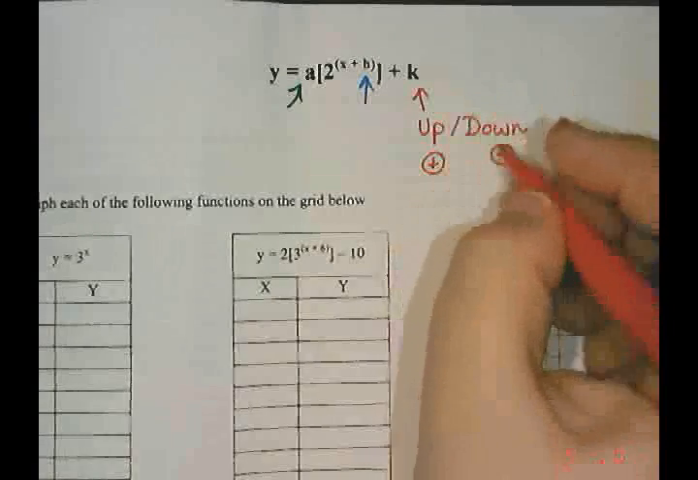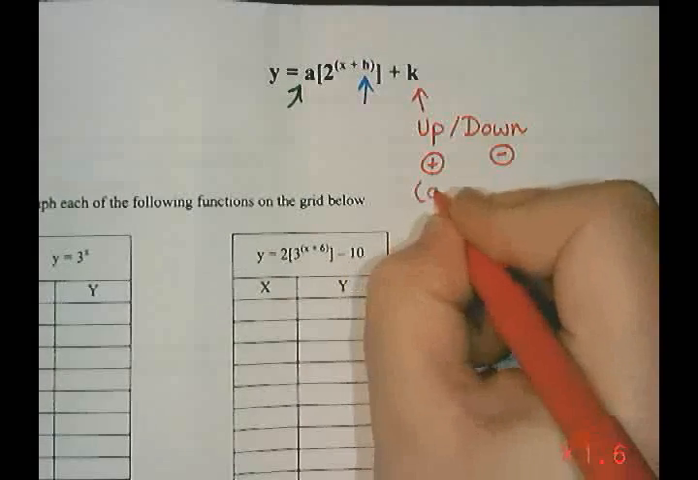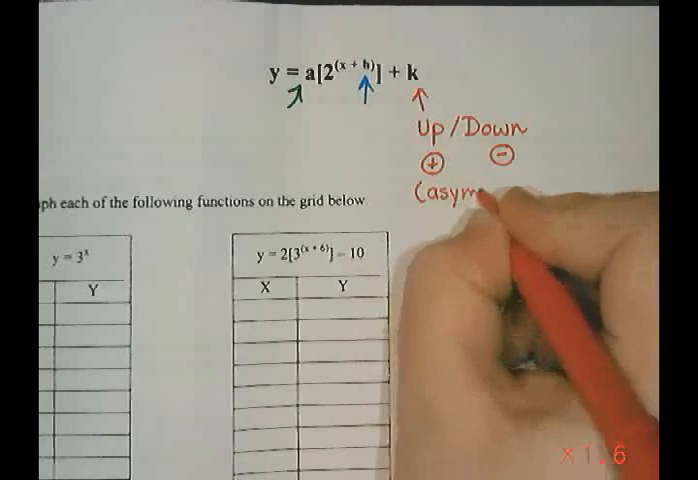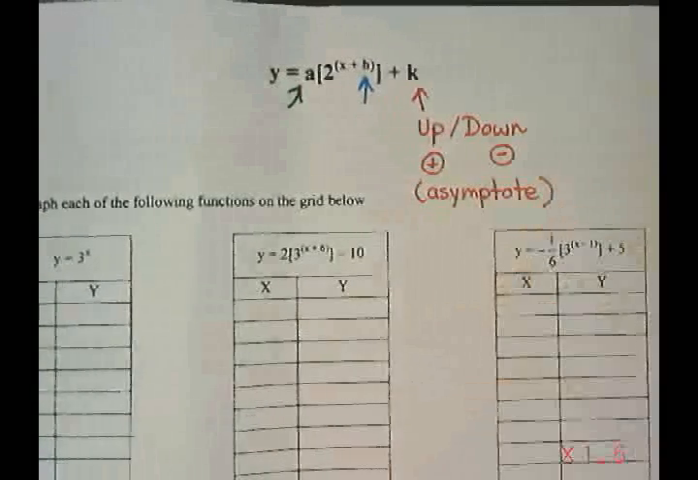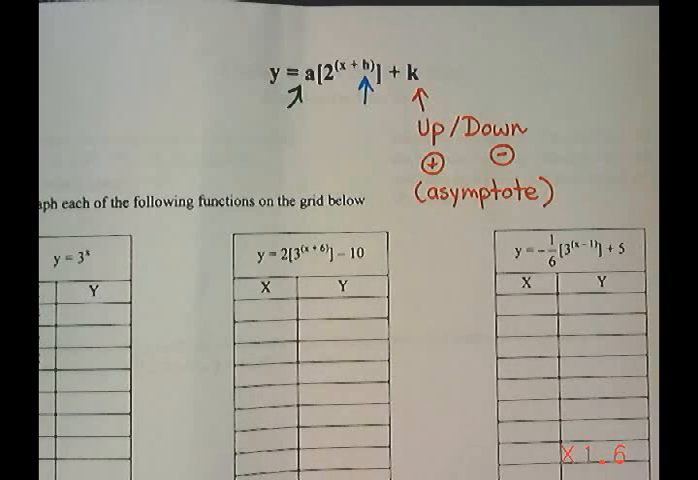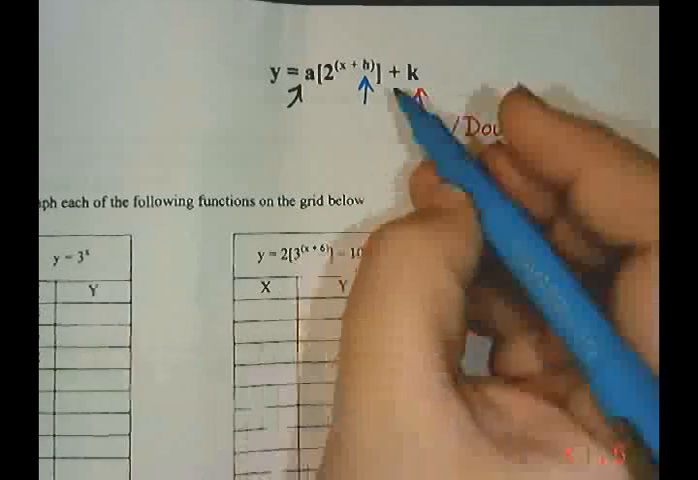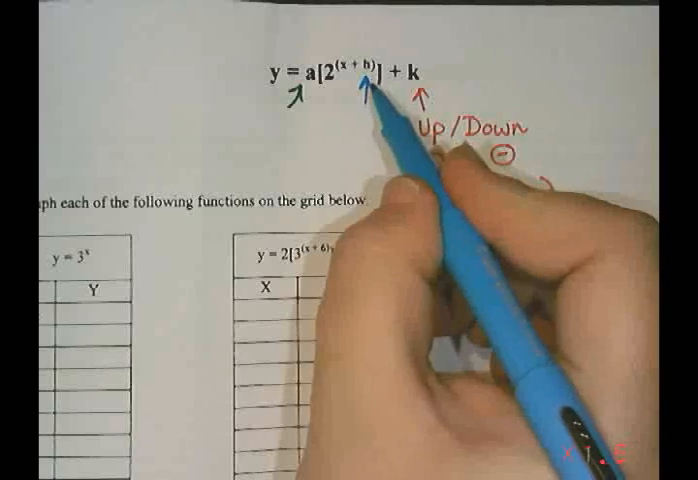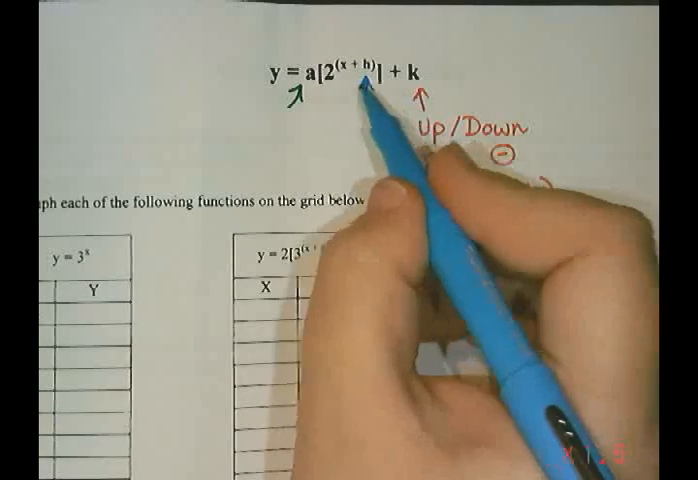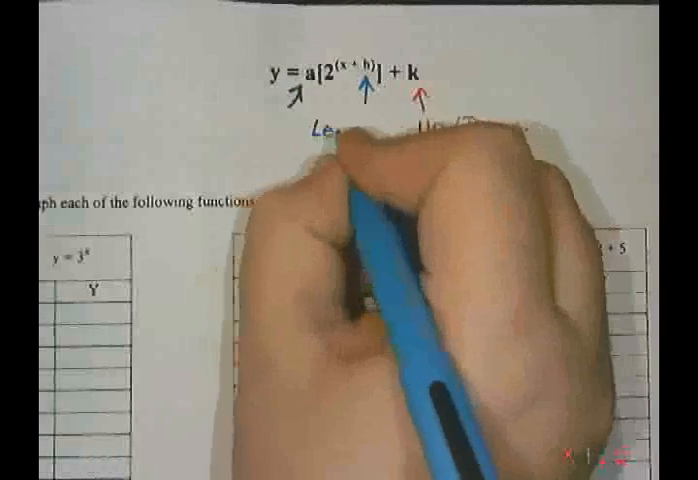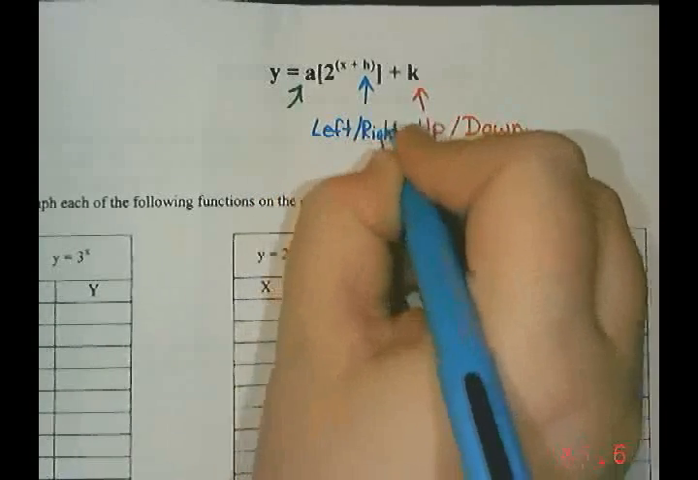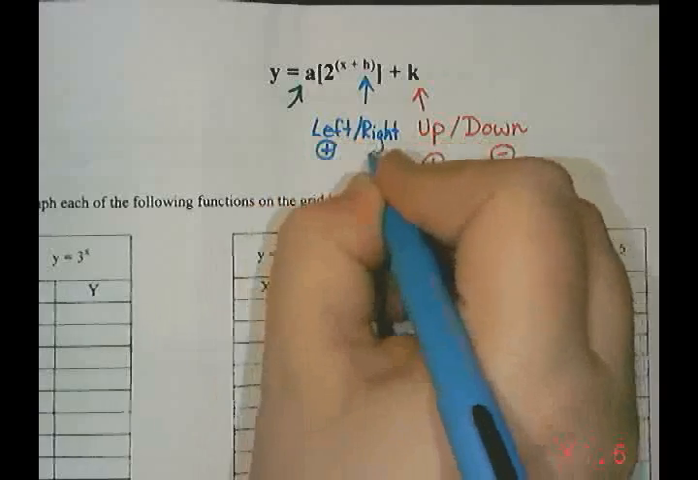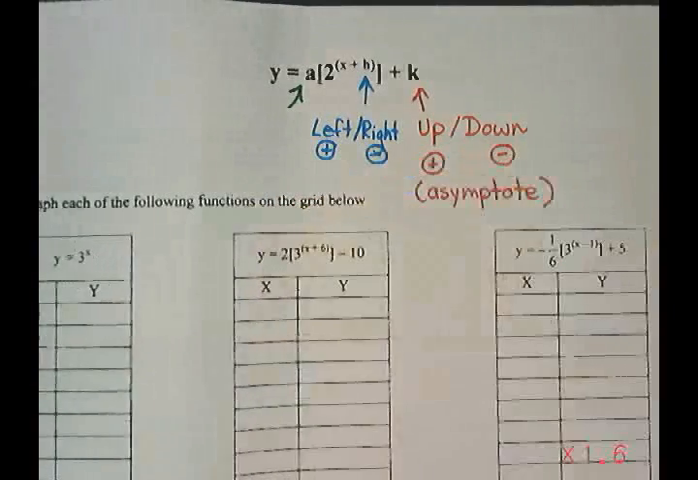We also discovered that it controlled the asymptote. Whatever that number is, that's where your asymptote is going to be. And if you don't have a number at all, it's 0. The number inside the bracket, which we discussed last time, moves the graph left and right. A positive goes to the left, and a negative moves it to the right.